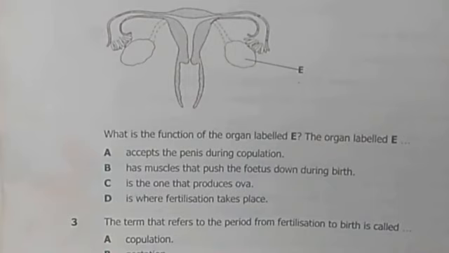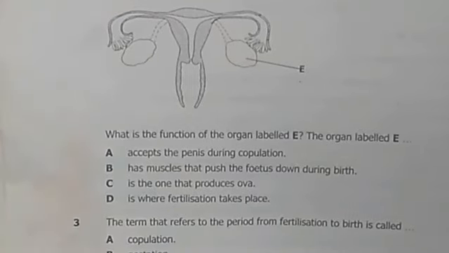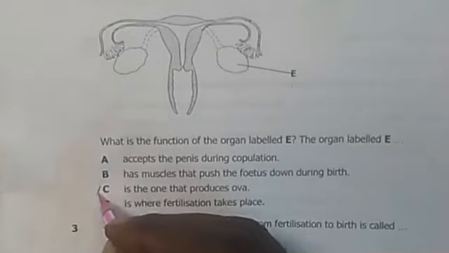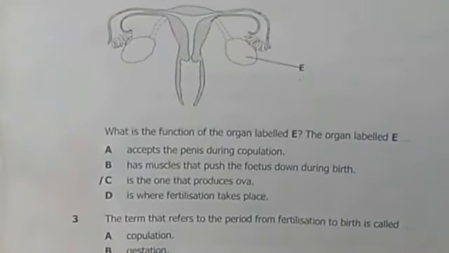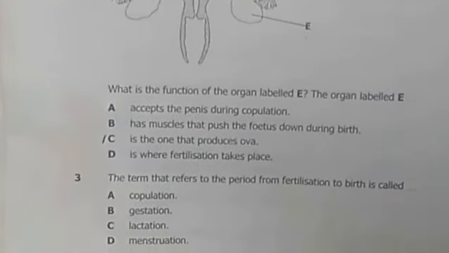A, the ovary accepts the penis during copulation. Nope. B, has muscles that push the fetus down during birth. No. C, it produces ova. Yes. D, it is where fertilization takes place. Nope. So the correct answer is C. It's the one that produces ova.